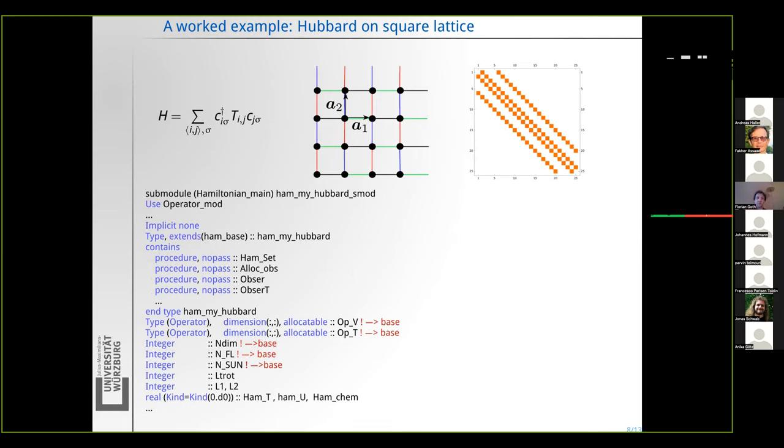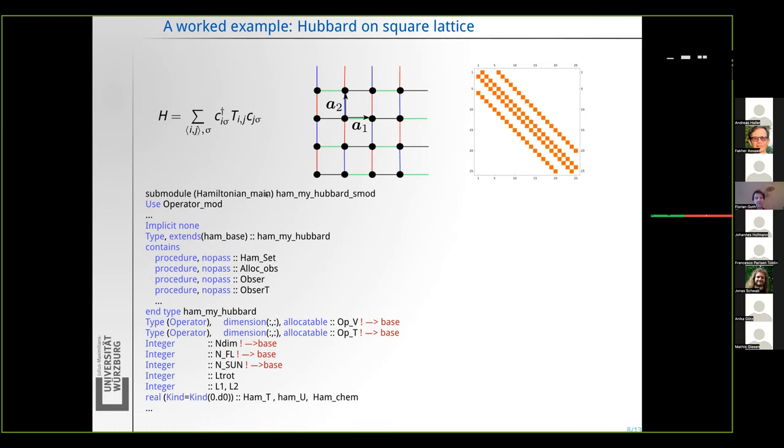Then we will move on to an example for the Hubbard model on a square lattice. There everything is much simpler: no magnetic field, no orbital structure. The lattice is well known, and we also know how, most of the time, the hopping matrix should look like.